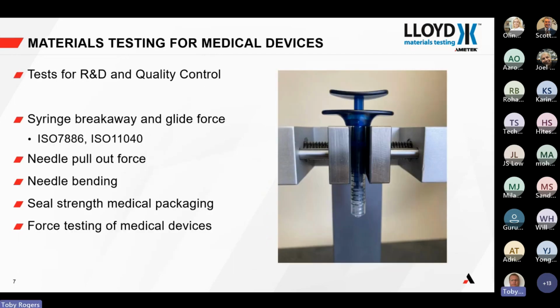Other typical tests in R&D and quality control, very common: syringes, breakaway force, glide force. And in fact, today, when we do our worked example, looking at workflow, we're going to be looking at measuring the glide force on a syringe and how we ensure data integrity. But many other tests: needle pull out, force to bend the needle. A significant area is measuring the strength of medical packaging, particularly heat seals. But also a lot of general tests on all types of medical devices.